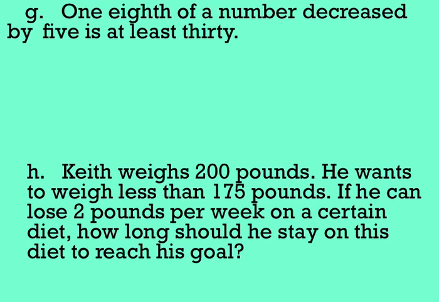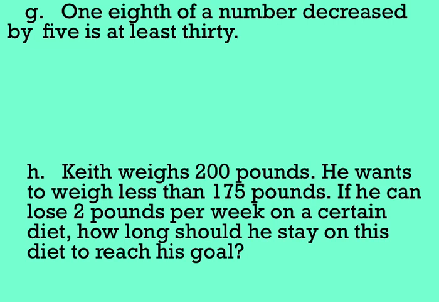All right, so one more set of examples here, and then this will be it. On these, we are going to work to set up an inequality and then solve that inequality. So for G, it says 1/8 of a number decreased by 5 is at least 30.